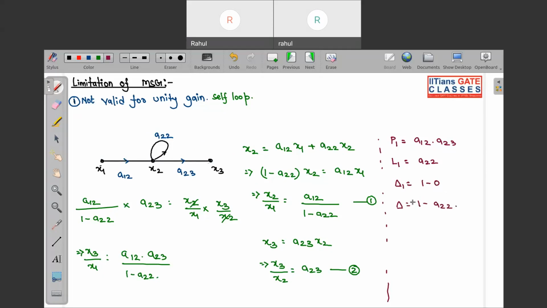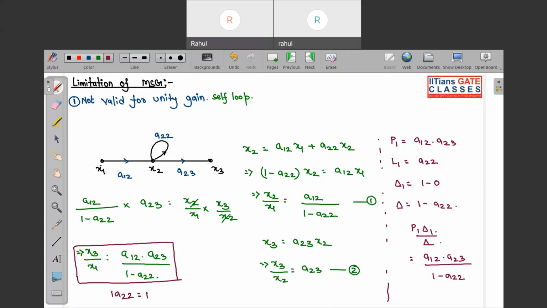Okay. So now if we apply Mason gain formula, that will be P1 del 1 by del. So you can see you will be getting the same thing: A12 A23 divided by 1 minus A22. So whichever way you want, you can calculate the transfer function either using the analytical approach or you can use your Mason gain formula.